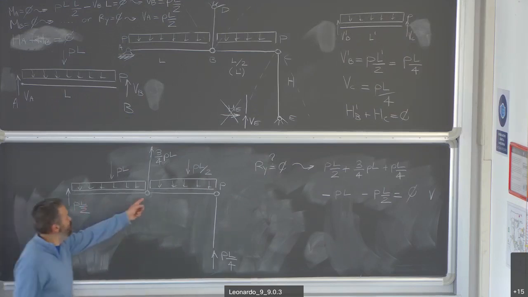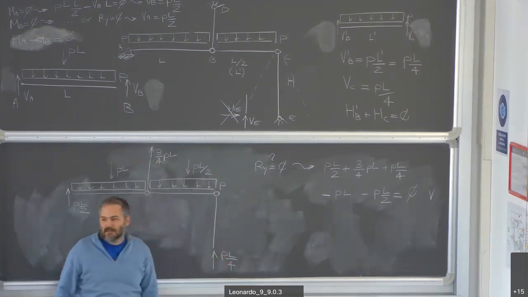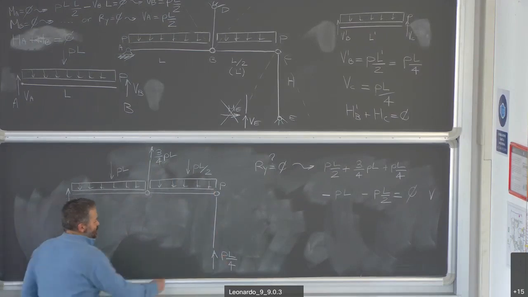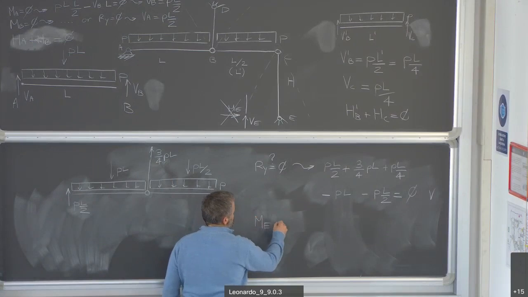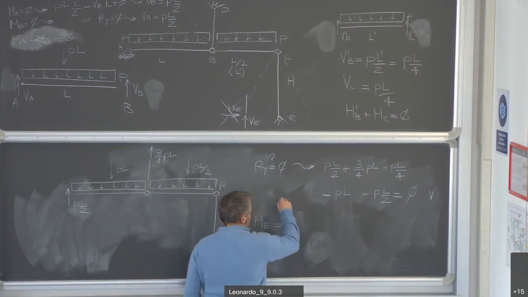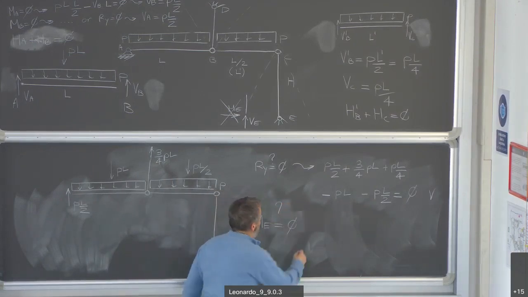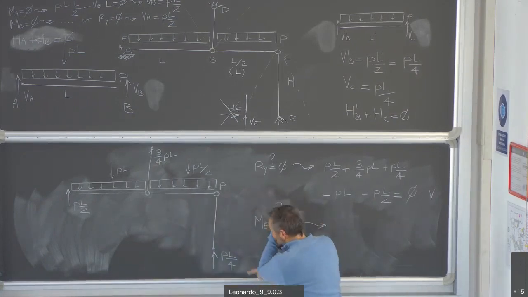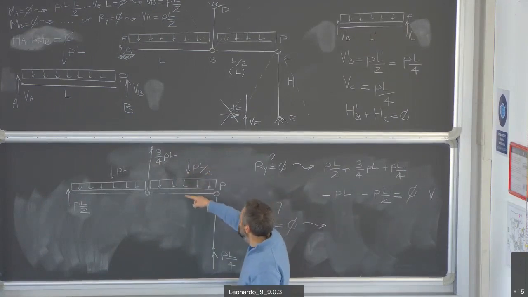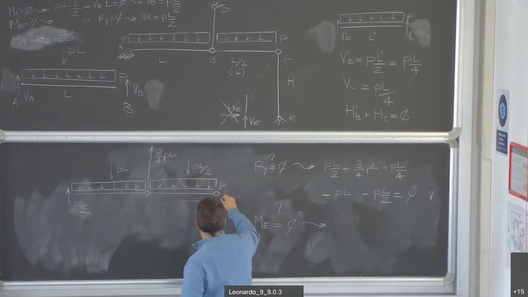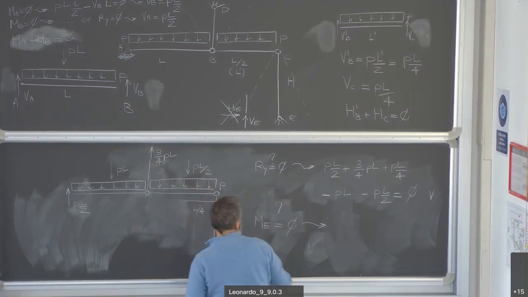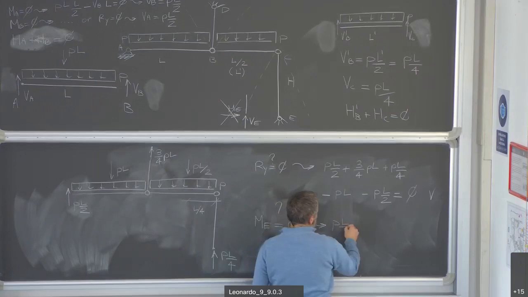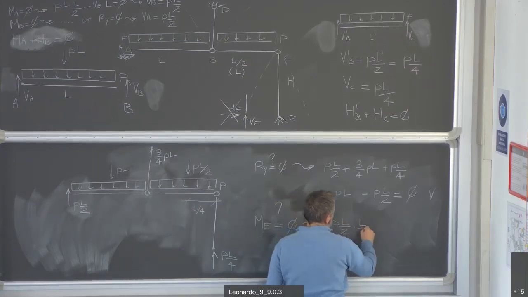This is A, B, C, D, E. E. So let's check whether equilibrium holds by writing ME equal to 0. I don't know whether it holds, so I'm putting the question mark. So with respect to E, I have what? PL divided by 2 times L divided by 4. This is half of the span. So I have PL divided by 2 times L divided by 4.